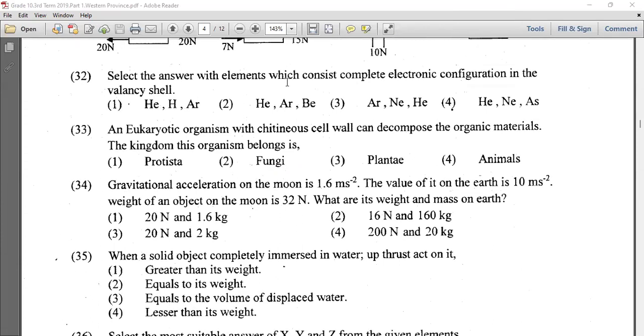Gravitational acceleration of the moon is 1.6 m s^-2. The value of it on Earth is 10 m s^-2. Weight of an object on the moon is 32 newtons. What are the weight and mass on Earth?